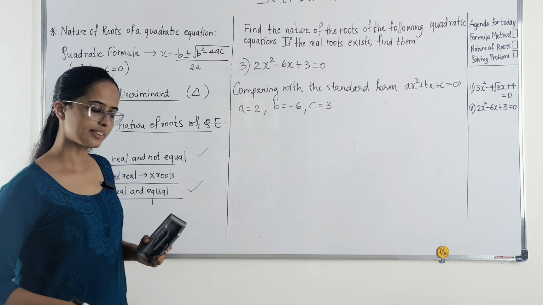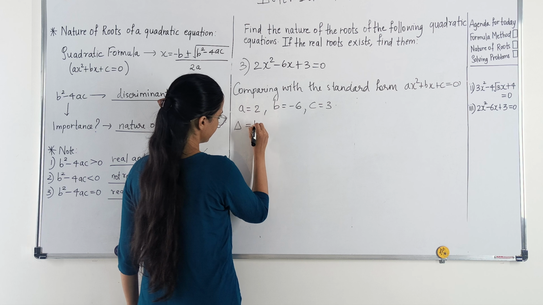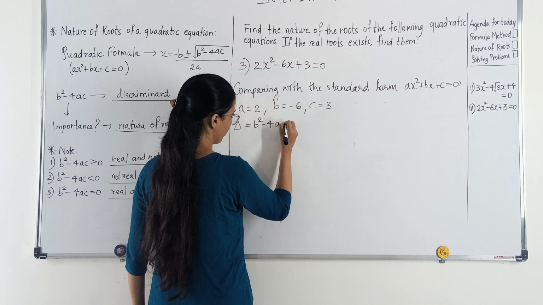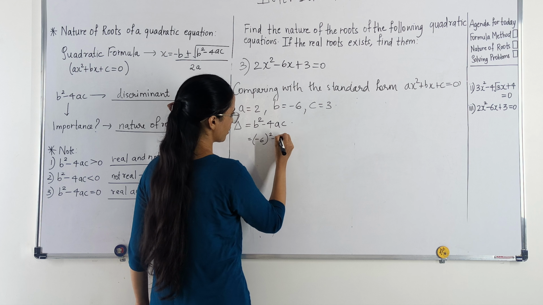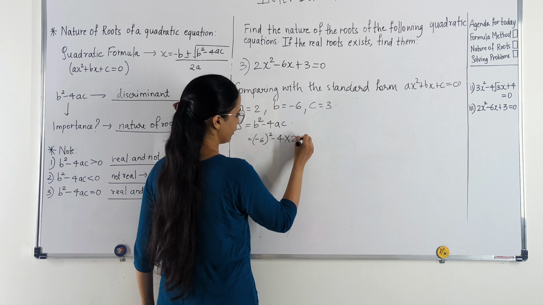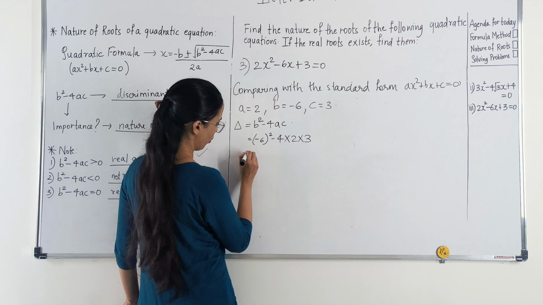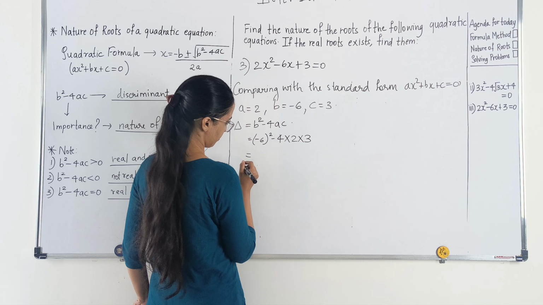Again we are going to follow the same process. We are going to write that discriminant is b square minus 4ac. Now instead of b you are going to put -6 the whole square minus 4 into 2 into 3. This is just substituting the values. This is like the most scoring problems in the exam. So I hope you wouldn't skip it ever.